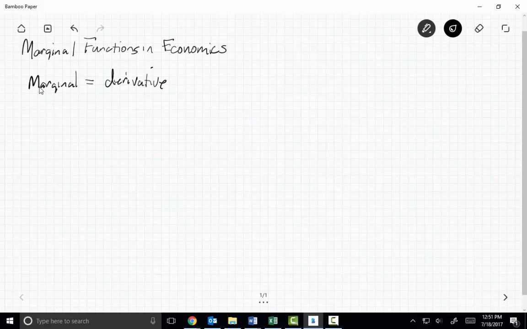Okay, so let's say, for example, that I have a cost function. I'm going to let c of x equal 0.0001 x cubed minus 0.08 x squared plus 40x plus 5,000. All right, now let's talk about what this thing really is. This guy right here is my cost function.